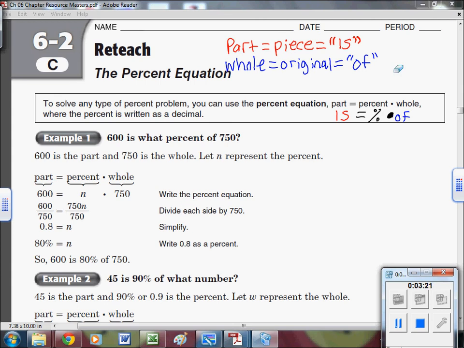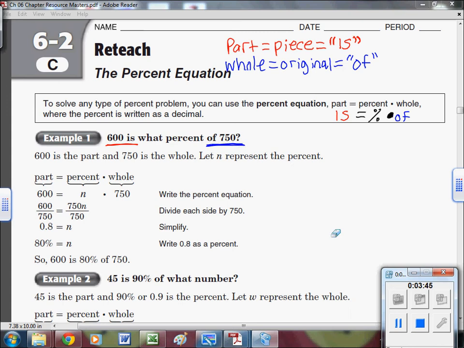So that's the relationship, this equation, that we're going to use for every single one of our problems. Now let's run it through these couple examples real fast. In example 1, it says 600 is what percent of 750? So they told you 600 is. That is your is number. Of 750, 750 is your of number.